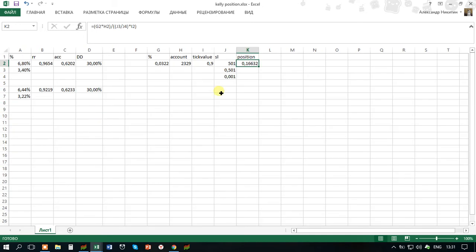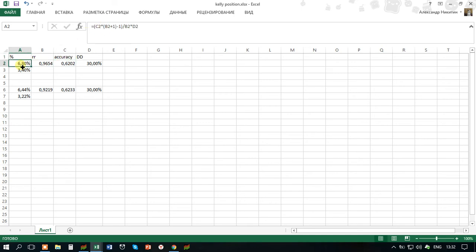Kelly formula. So this is the Kelly percentage calculation. Let me delete this stuff. So it is calculated as, here it is, the drawdown, the risk reward, accuracy. Let me apply accuracy.